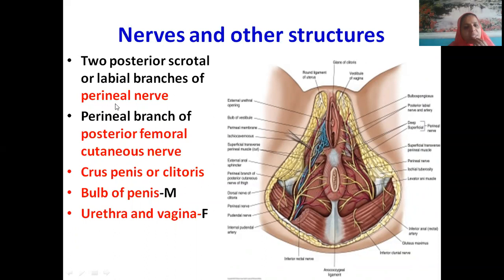So what are the nerves we see here? In the perineum region, very simply, at least try to remember the perineal nerve. More specifically, scrotal branches in males and labial branches in females. Perineal branch of the posterior femoral cutaneous nerve. Nerve of the penis or nerve of the clitoris. In males, you will use the word bulb of the penis, and in females, we have urethra and vagina openings, and the nerves supplying the urethra and vagina are found as parts of the contents of the superficial perineal pouch.